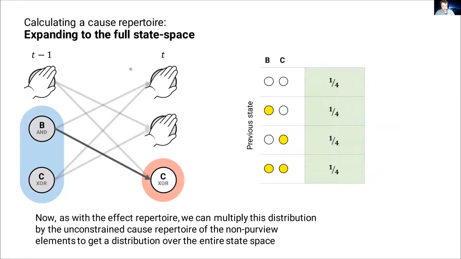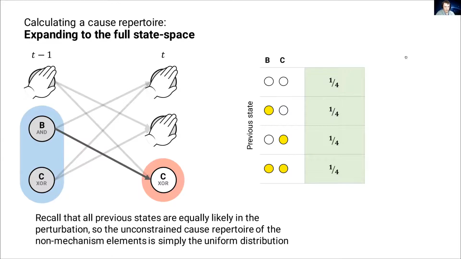If we want to expand this to the full state space, as we did with the effect repertoire previously, we can multiply this distribution by the unconstrained cause repertoire of the non-purview elements. So we've seen how mechanism C being in the off state constrains what these purview elements B and C were, but if we want to look at, in addition, what the distribution is over A, B, and C, where A wasn't constrained by the state of C, we would recall that for a previous state, when it's being perturbed, any of the previous states are equally likely if we've perturbed our previous state into a uniform distribution.